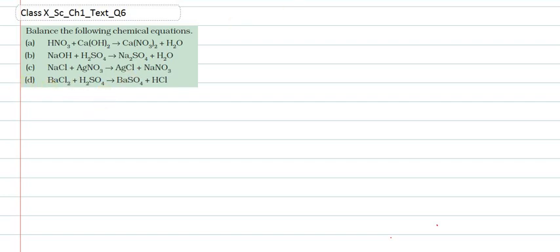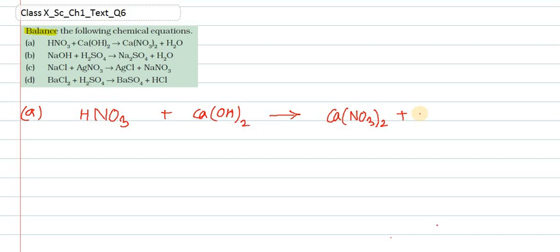So we are asked to balance this chemical reaction. Let us look into this one by one. The first reaction given to us is HNO3 plus Ca(OH)2. HNO3 and Ca(OH)2 react to form Ca(NO3)2 plus H2O.